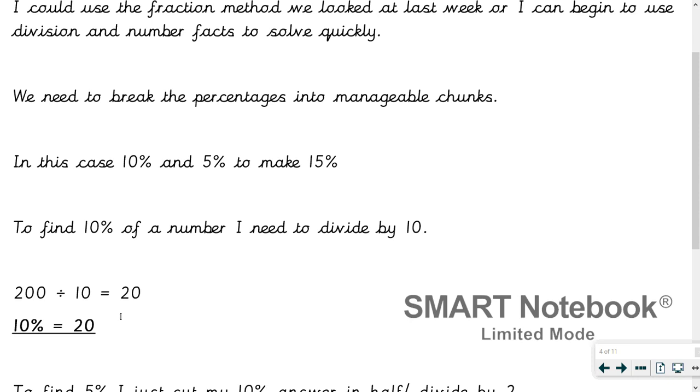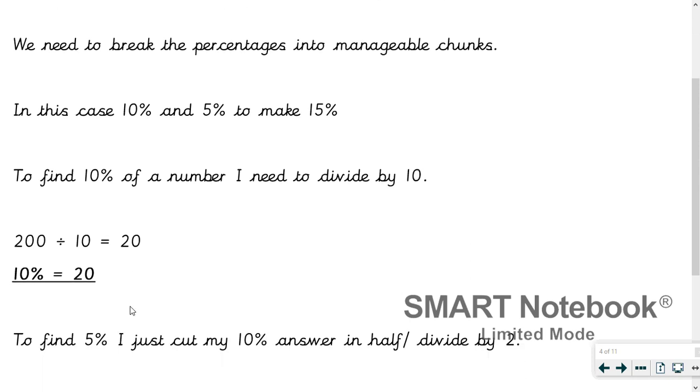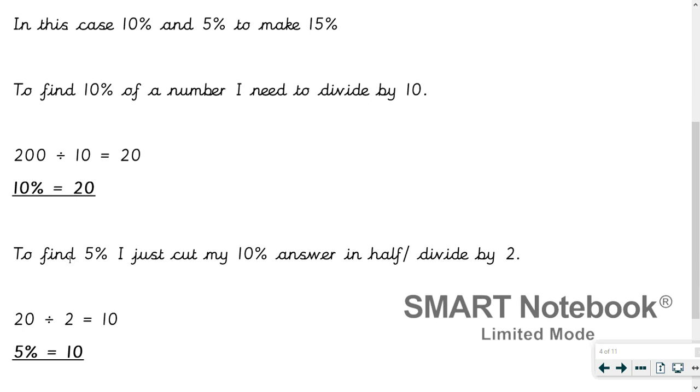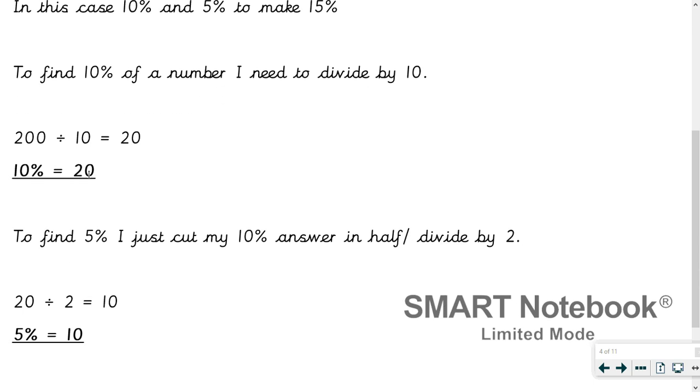So 10% is 20. But we know we want 15%, so there's got to be a way to use that 10% to get 5%. So hopefully you're thinking 5 is half of 10, so therefore we can just find half of 10% to give us 5%. So let's divide it by 2, or cut it in half. So 20 cut in half is 10, which is 5%. So 5% of 200 is 10, 10% of 200 is 20.